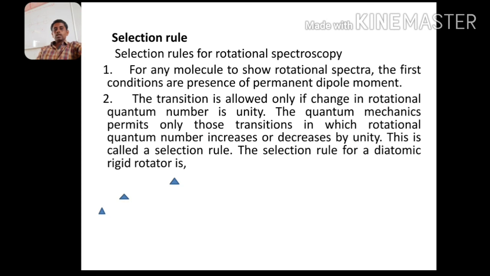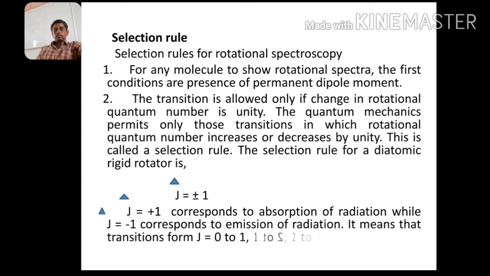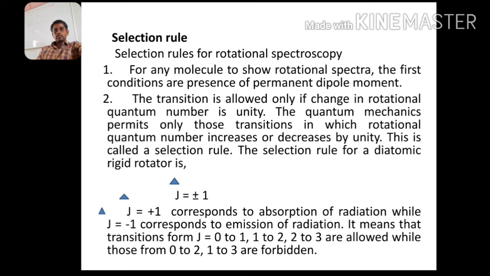The selection rule for a diatomic rigid rotator is delta J is equal to plus or minus 1. When delta J is plus 1, it corresponds to the absorption spectrum, while delta J equal to minus 1 corresponds to the emission spectrum. It means that transitions from J is equal to 0 to 1, 1 to 2, 2 to 3 are allowed, while those from 0 to 2, 1 to 3 are not allowed, meaning these are forbidden transitions.